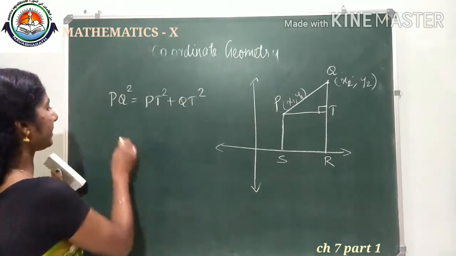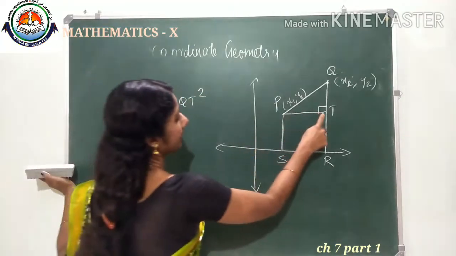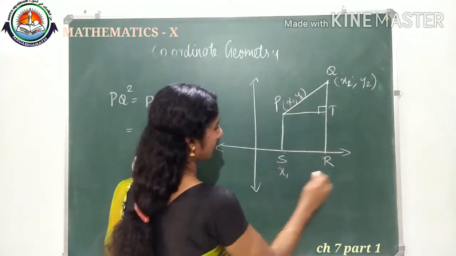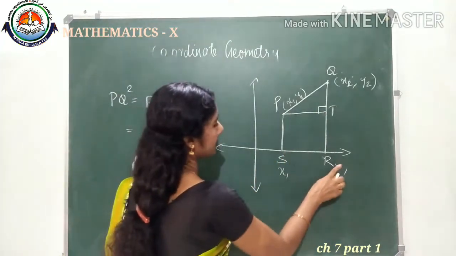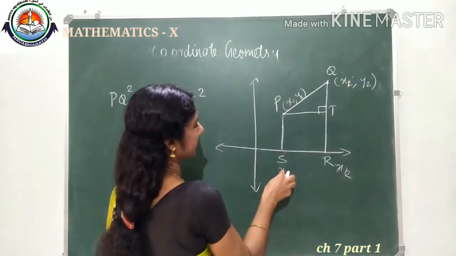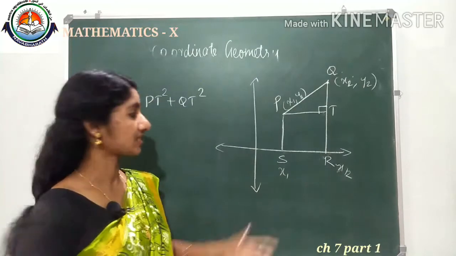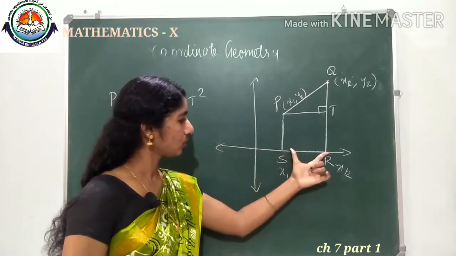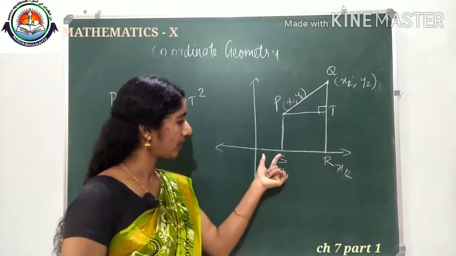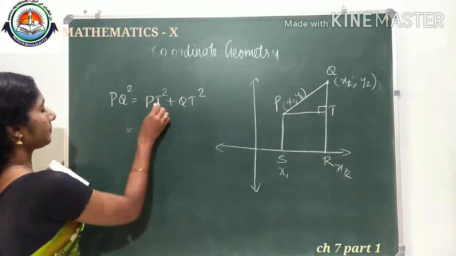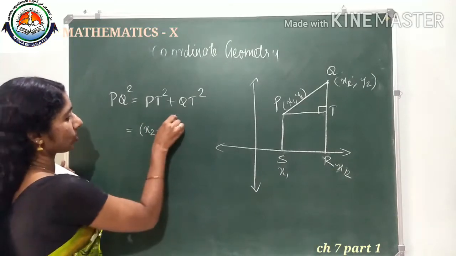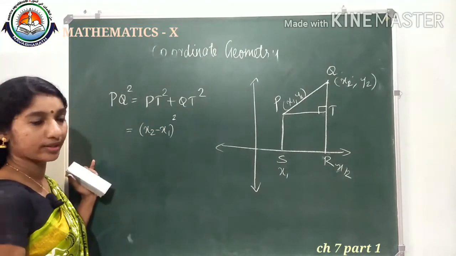Then what is PT? PT is equal to SR. See, this length is x2 and this length is x1. So what is SR length? x2, the total length, minus this length. So x2 minus x1. So PT is x2 minus x1, and PT square is x2 minus x1 whole square.